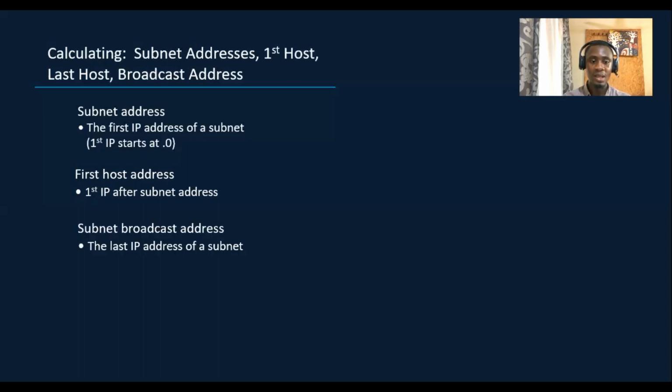The next thing we look at is the subnet broadcast address. So it's the last IP address of a subnet. So this is also reserved. You cannot use it. You cannot assign it to any host. But the last host address is the last IP before the broadcast address. So it's the broadcast address minus 1, whereas the subnet address is the subnet address. The first host address is the subnet address plus 1.